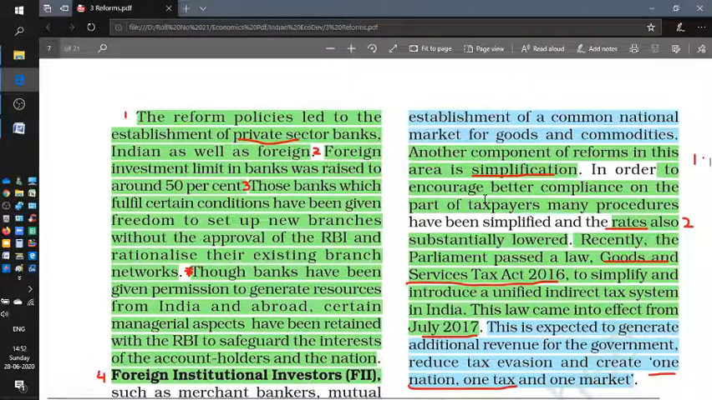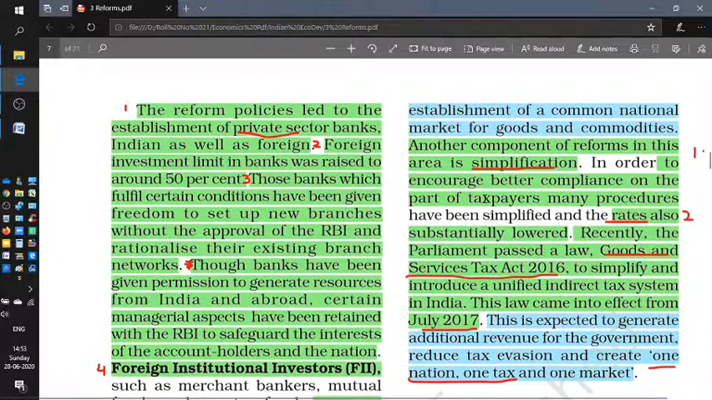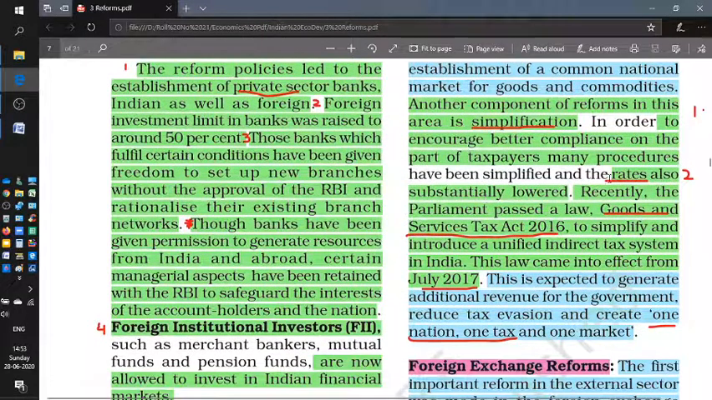The tax system in India used to be so complex and cumbersome for the common man to understand. So they tried to simplify that. That is reform number one. Number two is that rates on these goods have also been substantially lowered. So these are the two important things that we talk about in reforms in indirect tax.